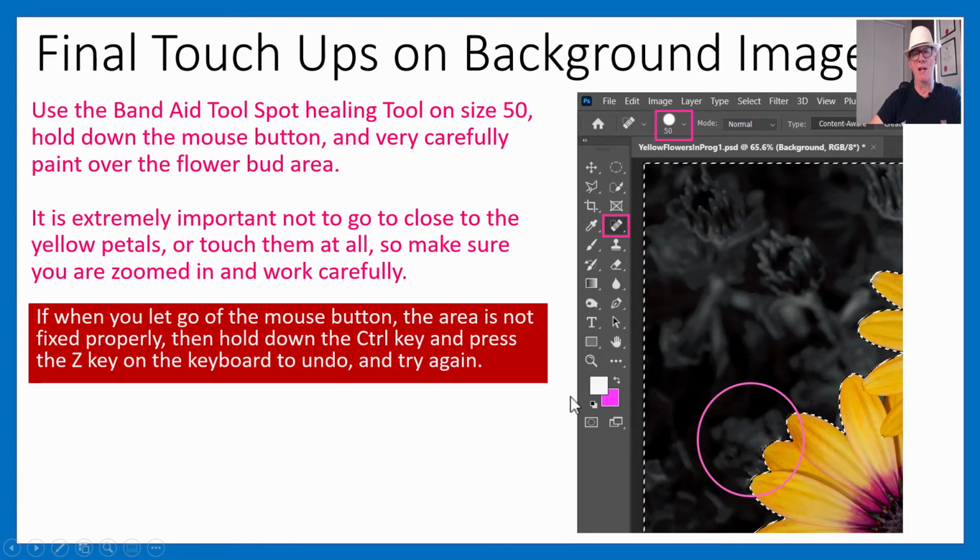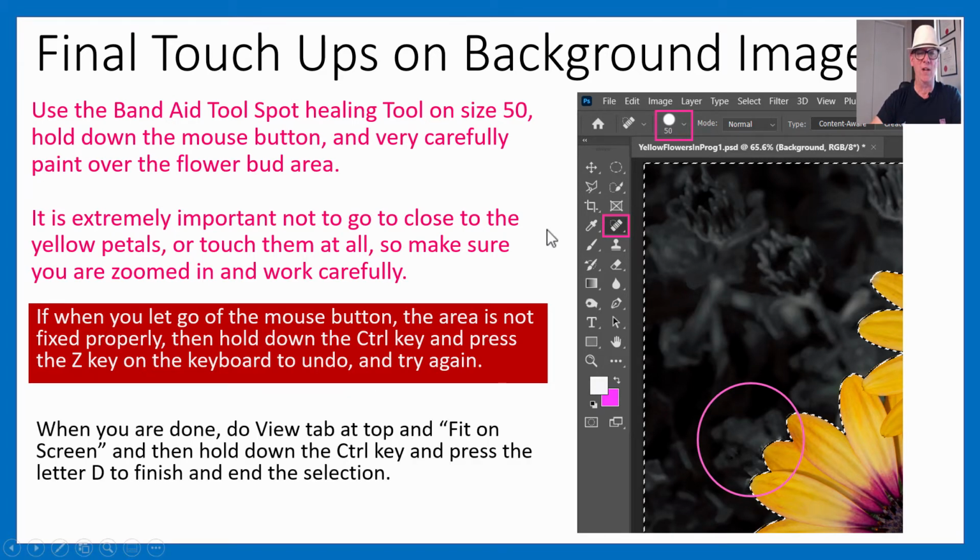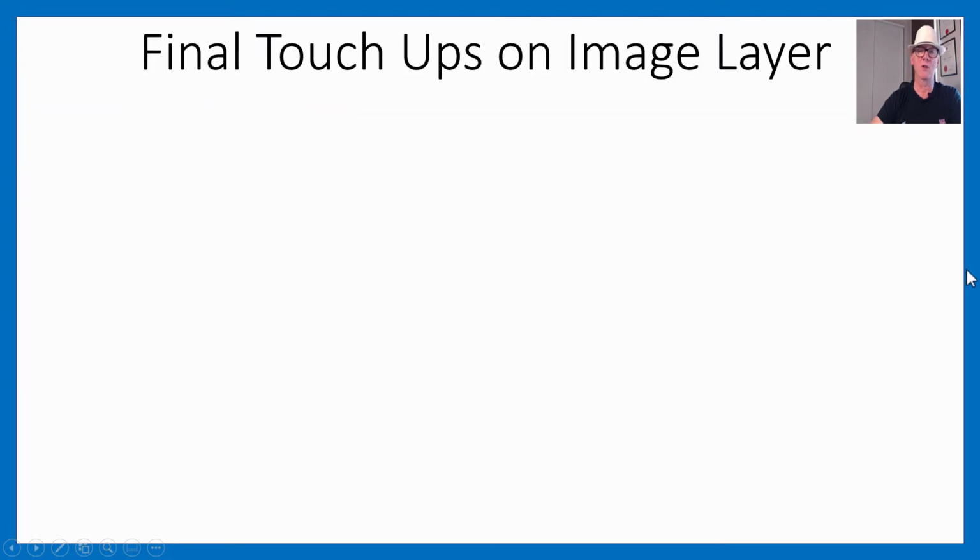Now, when you color in and then let go of the mouse, if the area is not fixed properly, if something goes wrong, just press Control Z to go backwards a step and then have another go. And you can press Control Z many times to go back many steps. We just want to hold down the CTRL key and press the letter Z once just to go back one step and fix it. And when it's all done, just go up to the View tab up the top and choose Fit on Screen so that we can see the whole thing on the screen, and Control D just to get rid of this marching ants dash line selection, it's called.